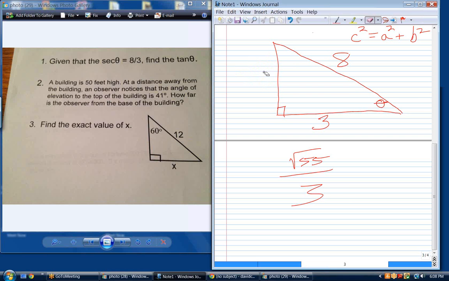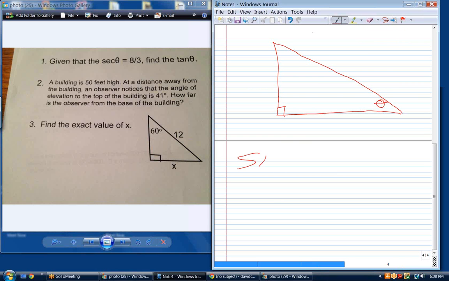So let me give you one. The sine of theta equals 1/3. Tell me what the cosine of theta equals. All right, 1 second.